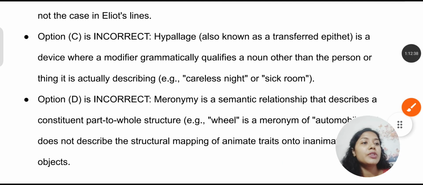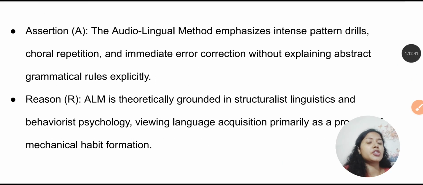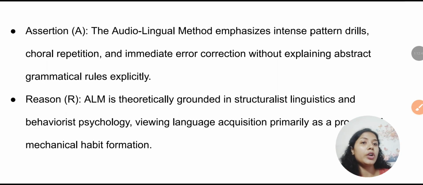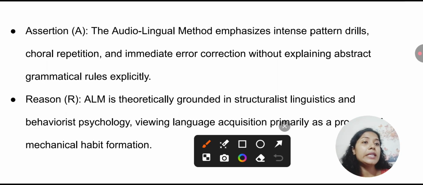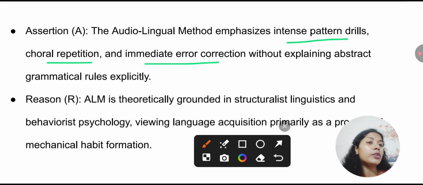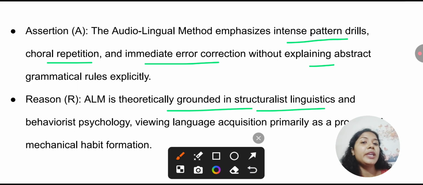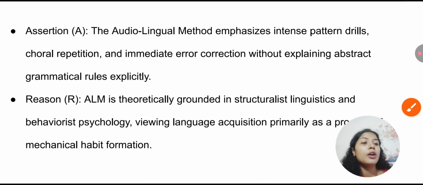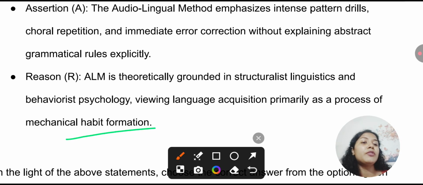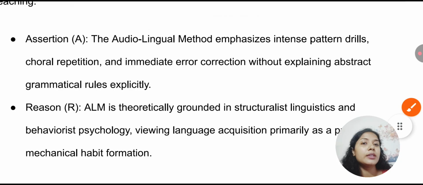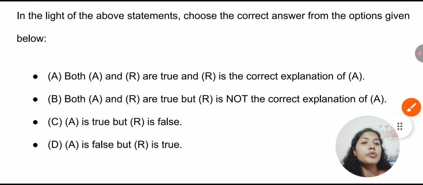Now let's move on to the next question. Now see this assertion and reason question. The assertion is saying here that audiolingual method emphasizes intense pattern drills, choral repetition, and immediate error correction without explaining the abstract grammatical rules explicitly. While reason is saying that ALM is theoretically grounded in structuralist linguistics and behaviorist psychology, viewing language acquisition primarily as a process of mechanical habit formation. So which one of them is correct? Here are the options.